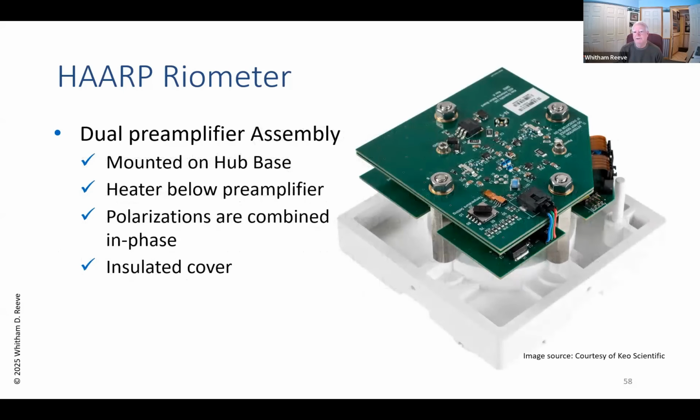This is a picture of the preamp, and it looks very much like the stock LWA preamp, but it's not. It's more or less a redesigned unit. There's a lot of commonality, but it was redesigned specifically by Keo for this application. It's mounted in the hub, the antenna hub base, which is this plastic element down underneath. The heater is on this board here, and then the two amplifiers are a sandwich of two printed circuit boards up here at the top.